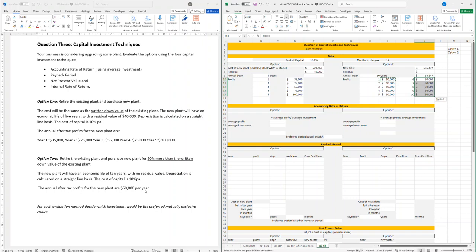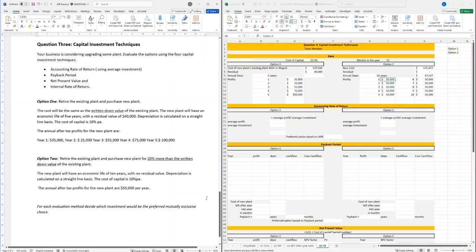Have we finished reading the information? Not yet. Cost of capital is the same as 10%, so we'll just put it using the cell here. This cost of capital works for both option 1 and option 2. For each of the valuation methods, decide which investment will be preferred.